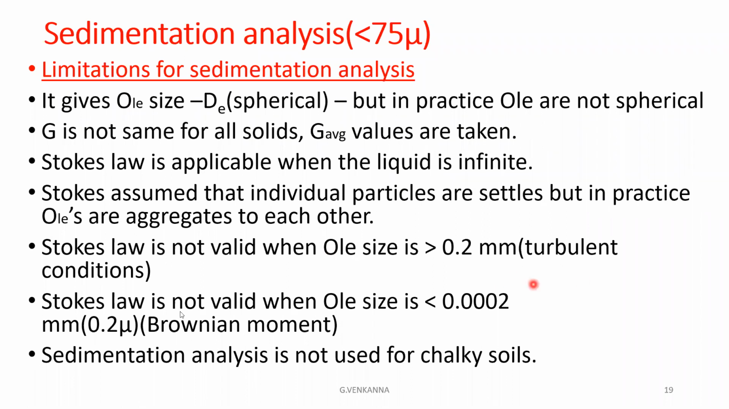Then next, Stokes law is not valid when the particle size is less than 0.2 micron, because of the Brownian movement. Whenever the particle size is this small, it does not settle at the bottom. It continuously moves up and down in a zigzag way, so it does not go deeper and deeper because of the small particle size. So for this reason also Stokes law is not valid when the particle size is less than 0.2 micron.